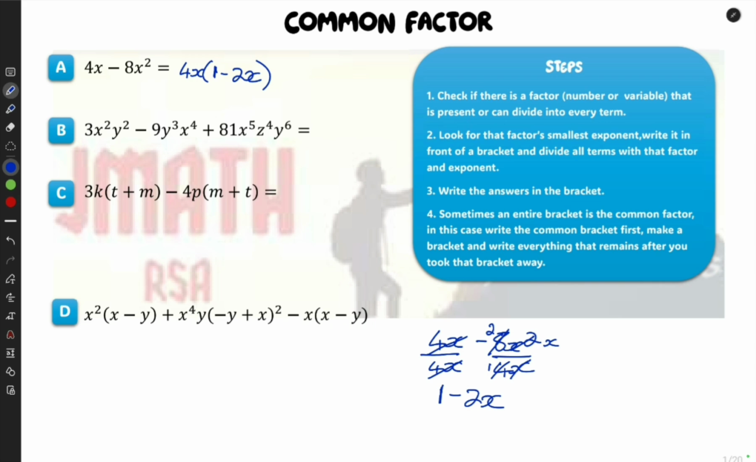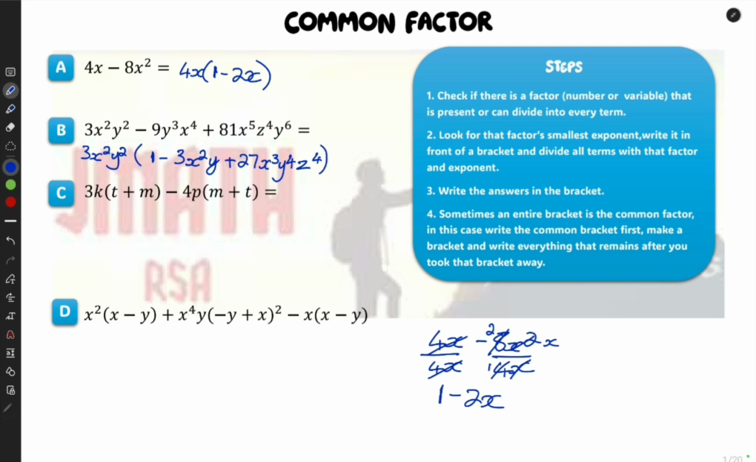Question B. So in this case, if I look at the numbers, I can take out a 3. With the x's, I can take out a 2, so I'm always looking for the one with the smallest exponent, so x squared. And then with the y's, I can take out y squared. What will remain if I divide each term by 3x squared y squared? This would be a 1. This would be a 3x squared y. And then with the last one, this would be a 27x^3 y^4 z^4.